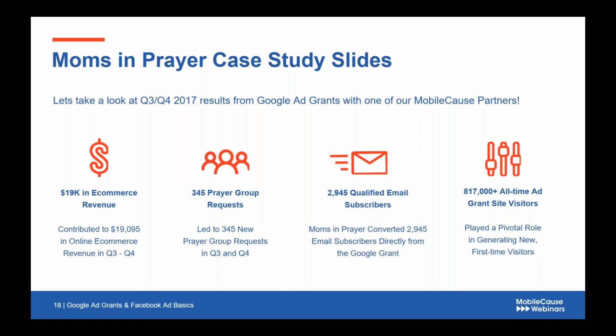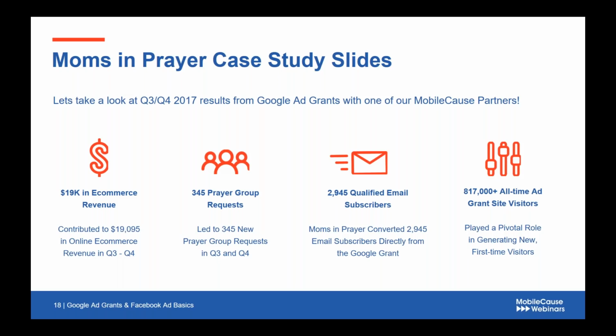For Moms in Prayer, the main way that they engage their community is by allowing moms to join groups that then stay very in touch with the Moms in Prayer mission. They meet on a frequent basis. And it actually turns out that almost every single prayer group makes a contribution towards year end. So as you can imagine, it's a really big goal of Moms in Prayer to generate more of these groups. The Ad Grant in the last two quarters of last year led to 345 requests from moms who had never heard about Moms in Prayer. And then another outcome of it was almost generating 3,000 email subscribers.